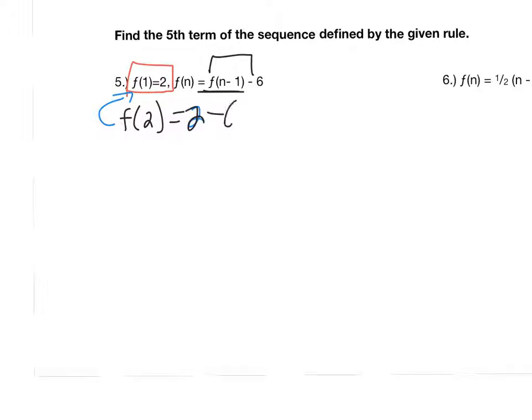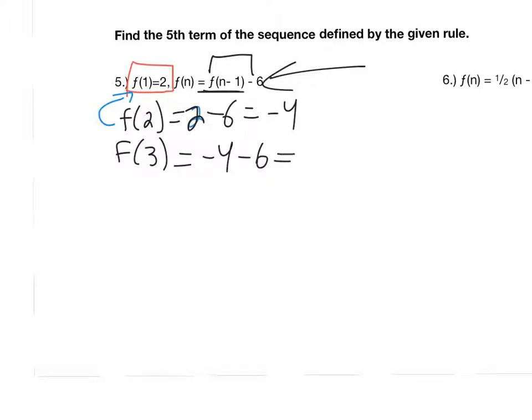2 minus 6, which is negative 4. How would we find f of 3? Again, this is our rule. So it's our previous term minus 4, so we're going to get negative 4 minus 6. I said our previous term minus 4. I meant to say our previous term minus 6. I'm sorry. And negative 4 minus 6 is negative 10.